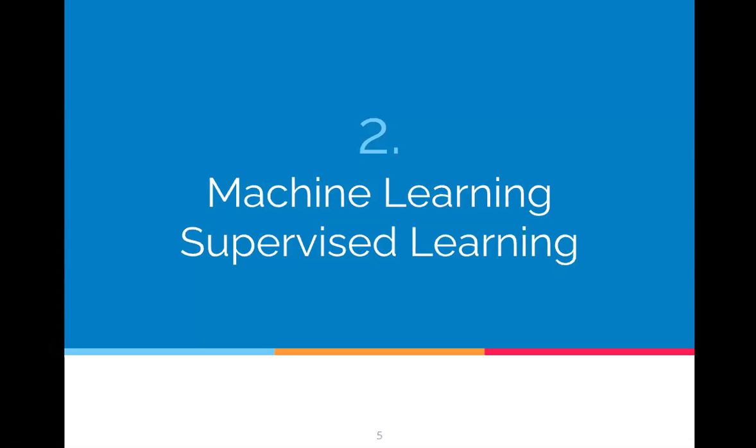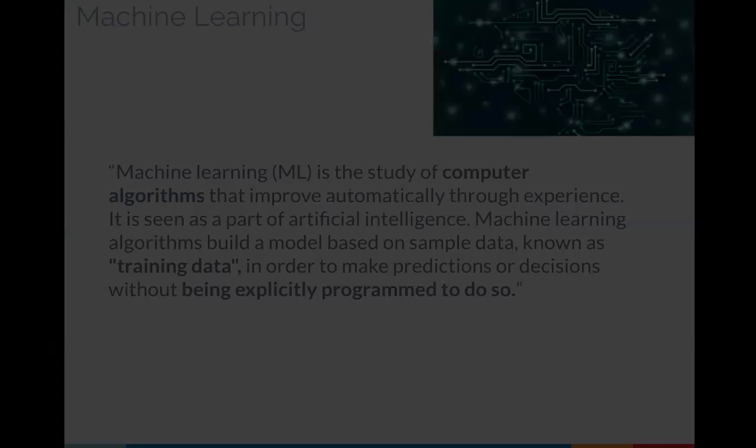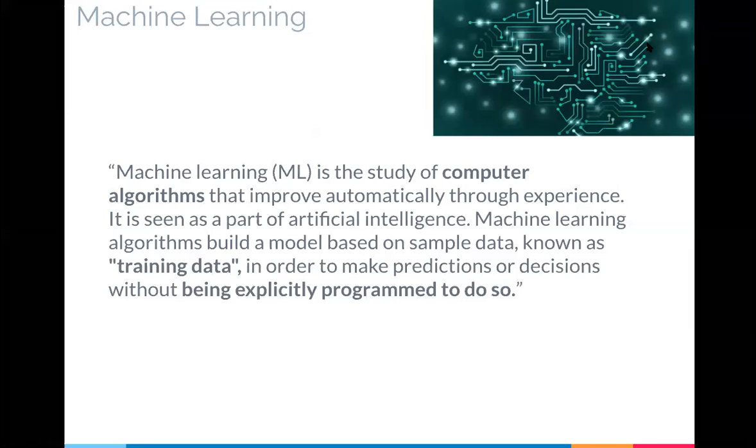So first, I'm going to do a really small introduction about machine learning and supervised learning. So here is a definition of machine learning. It is the study of computer algorithms that improve automatically through experience. It is seen as a part of artificial intelligence. Machine learning algorithms build a model based on sample data, known as training data, in order to make predictions or decisions without being explicitly programmed to do so.